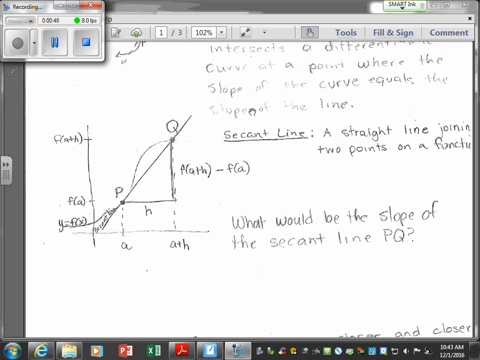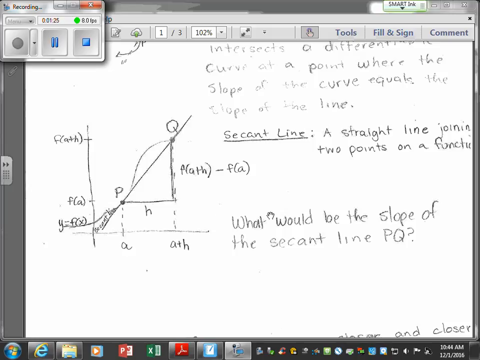Okay, and then next we're going to look at secant lines, a straight line joining 2 points on a function. So if I have this function right here, and follow it through, point P and point Q, this line going through that is going to be your secant line. Also, if this is A, this is f evaluated at A, and if I let this be A plus h, so I'll go over the distance h, this is f evaluated at A plus h.